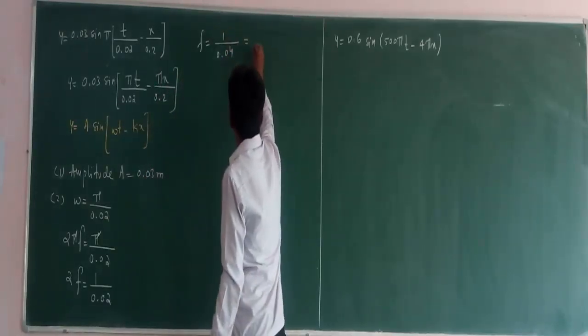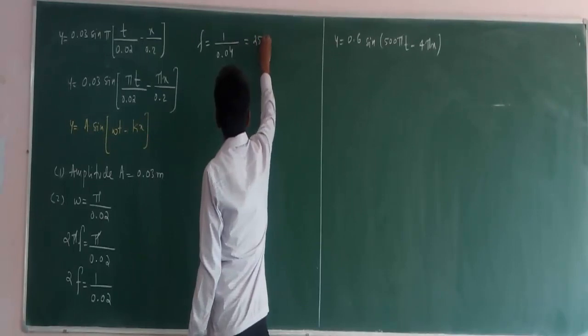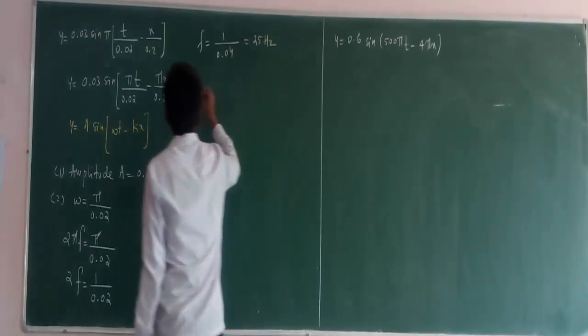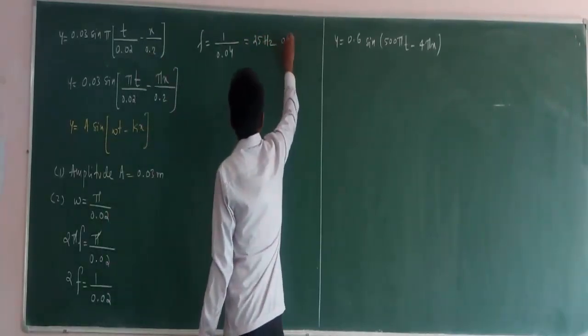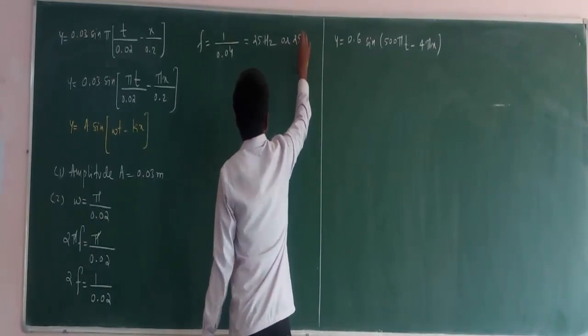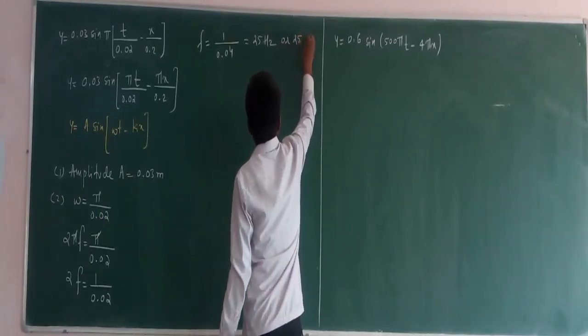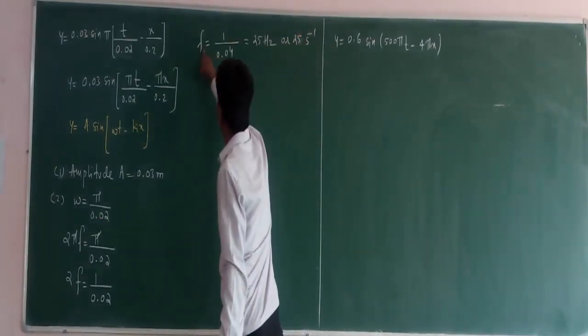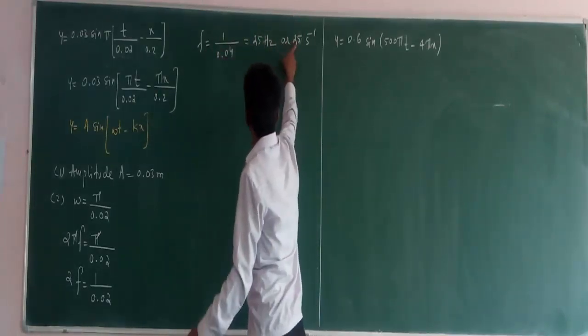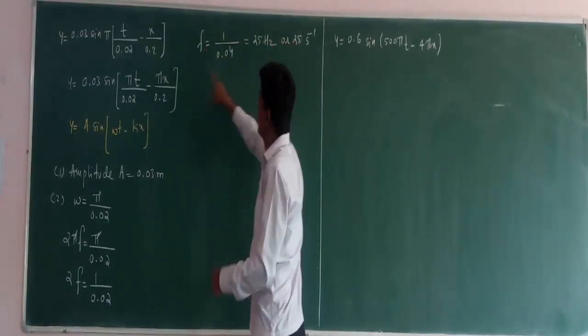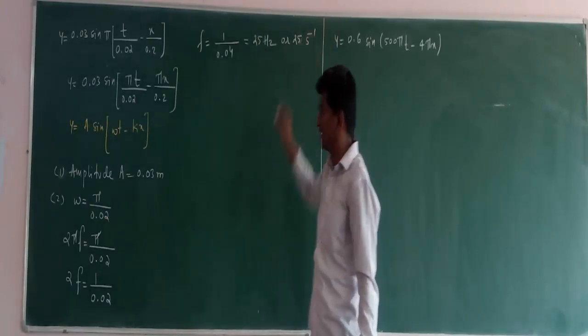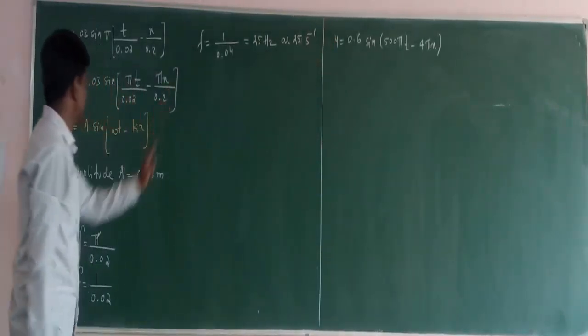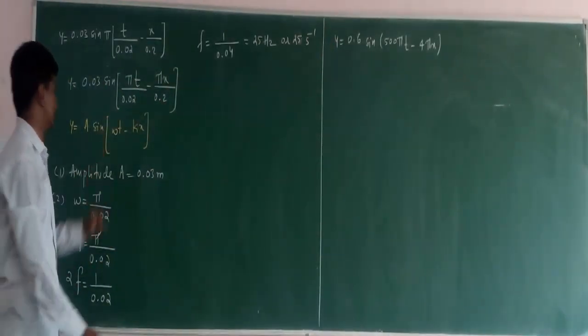Simplified, you get 25 hertz or 25 per second. So this is nothing but a frequency, and frequency is measured in hertz or per second. After getting this frequency, now we have to calculate the wavelength.